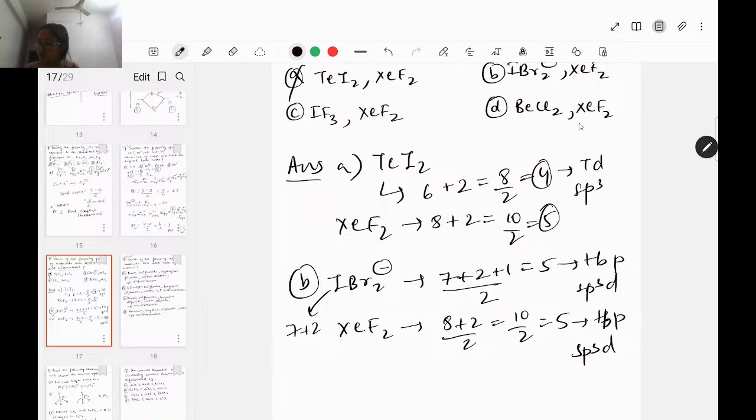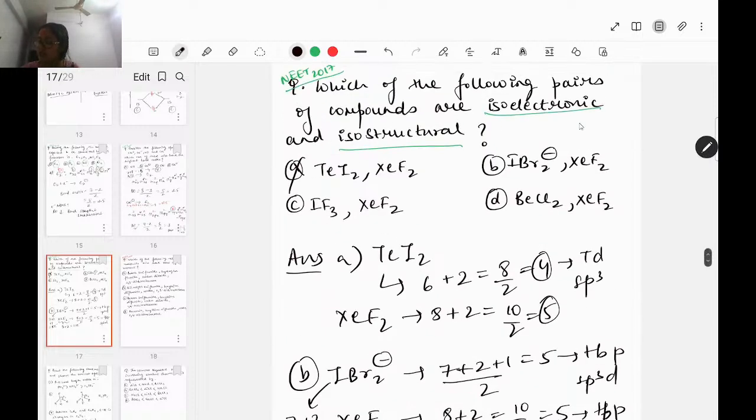So minus 1 charge. So the total is 7, 8, 9, 10. 10 electrons over here. Here also in HCF2, 8 electrons of central atom plus 2 electrons of fluorine, which is also 10 electrons. So both are having the same number of outer valence electrons. So this is the answer. The second answer is the answer. So we have already obtained our answer.